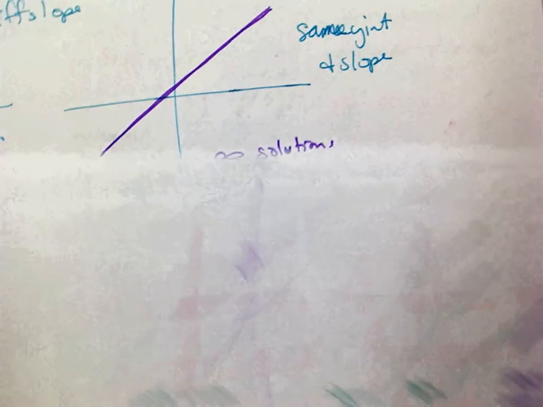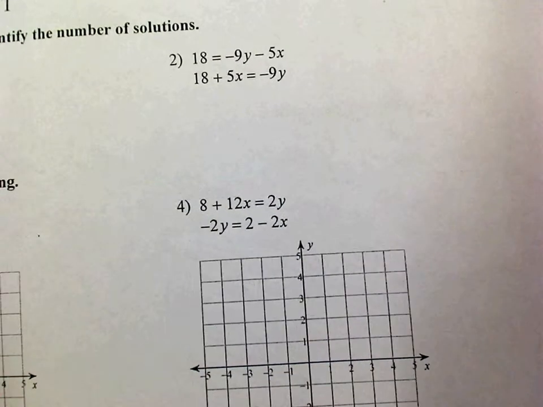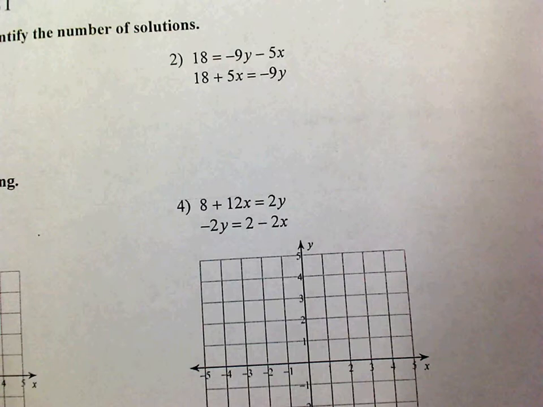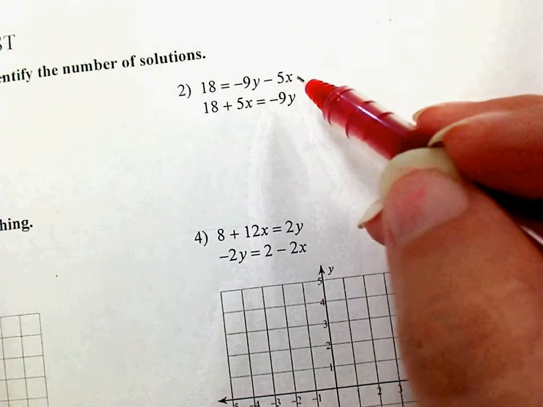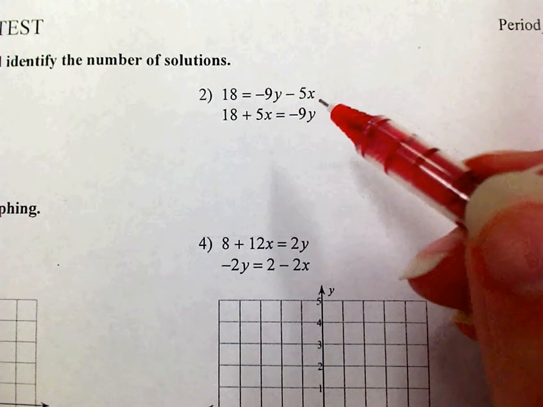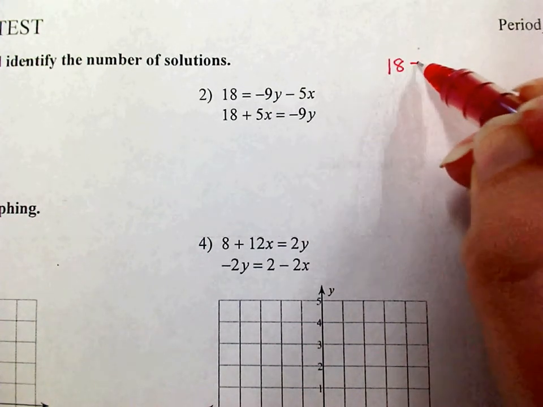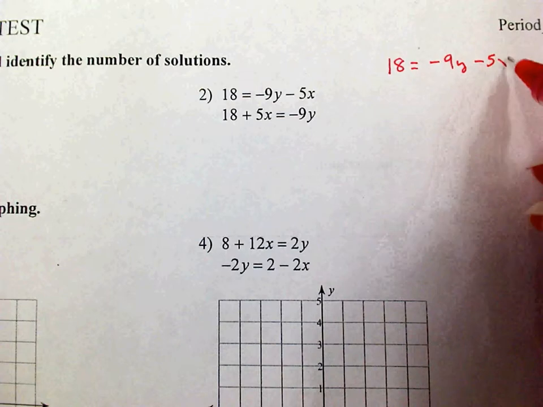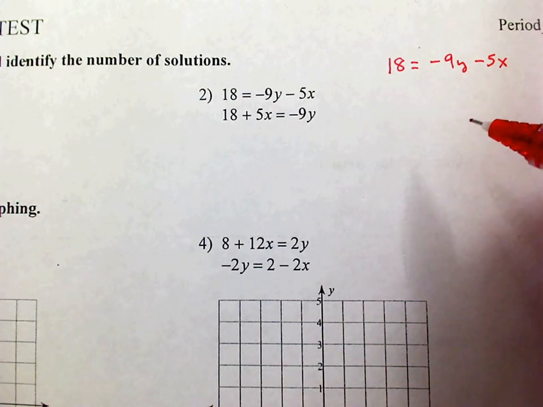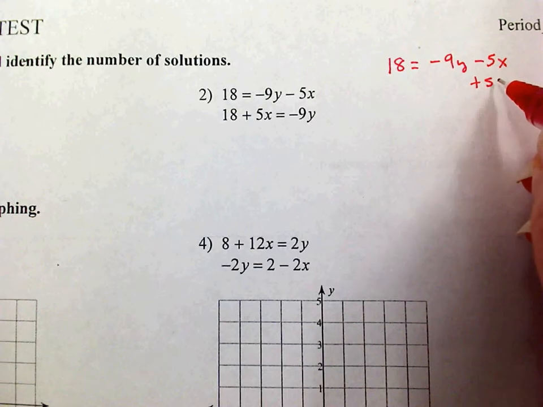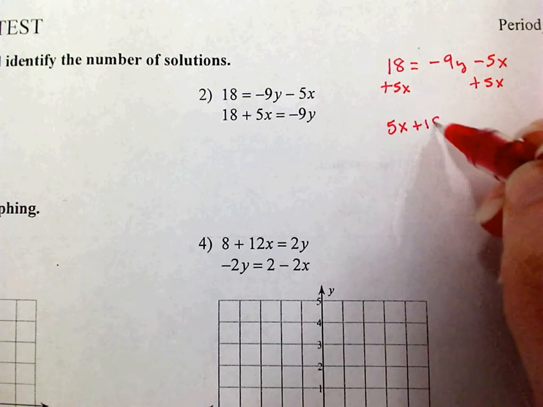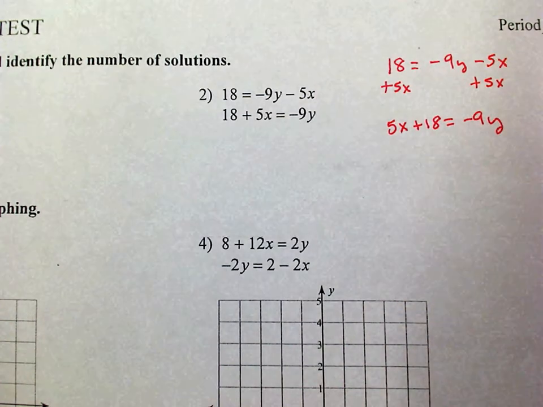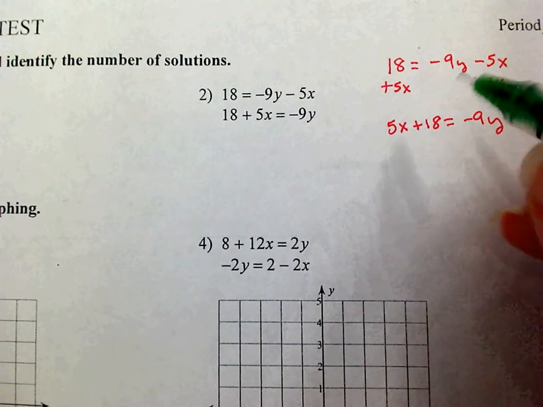Alright, so now let's start the even ones. Guys, what's the easiest way to determine whether they're independent, dependent, or inconsistent? Look at their y equals mx plus b, right? Do I have y solved for in this problem? Can I solve for y? So if I've got 18 equals negative 9y minus 5x, how do you want to solve for y? Add 5x. So 5x plus 18 equals negative 9y. What do you want to do to solve for y? Divide by negative 9.